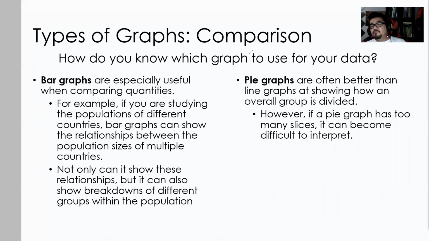How do you know which graph can be used? Bar graphs are especially useful when comparing quantities. On the other hand, pie graphs are better than line graphs at showing how the overall group is divided. For example, if you're studying the population of different countries, a bar graph can show the relationship between population size of multiple countries. Not only does it show this relationship, but it can also show the breakdown of different groups within the population. On the other hand, a pie graph has too many slices and it can become difficult to interpret, given the same example. These are things that we take into consideration when using graphs as our model.